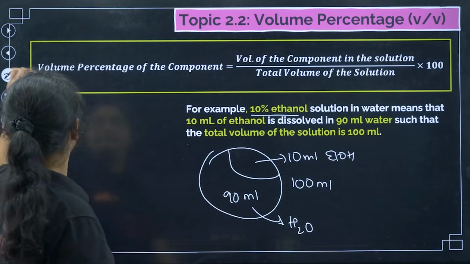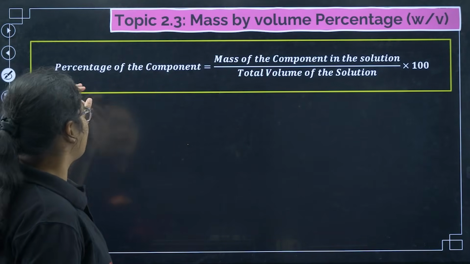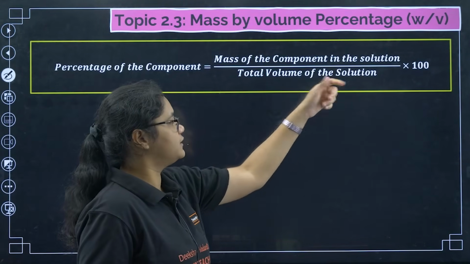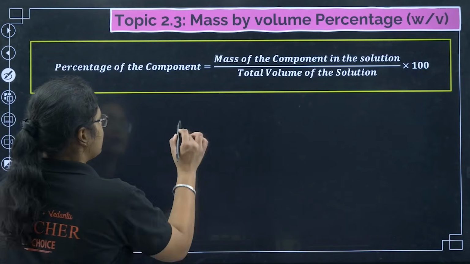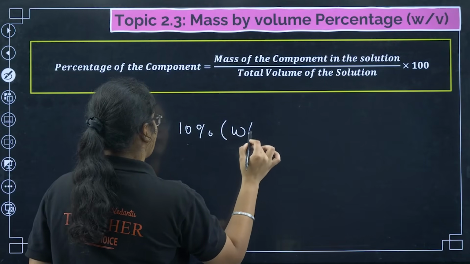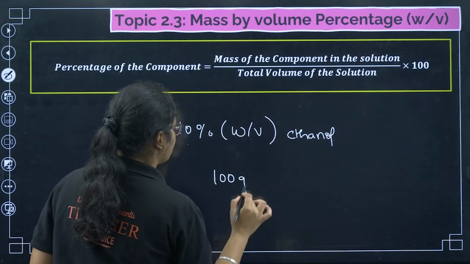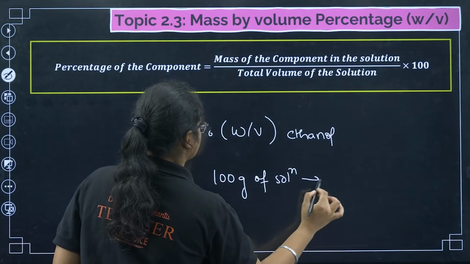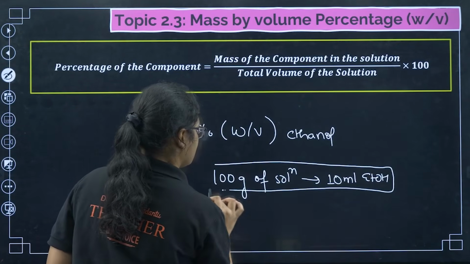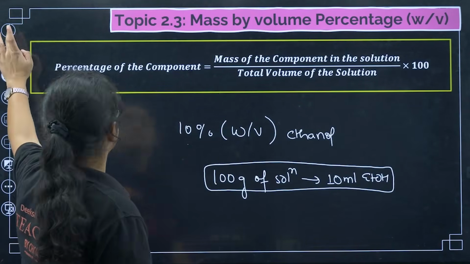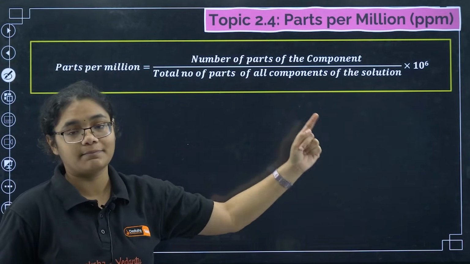Right. So next we will discuss mass by volume percentage, or W by V. This means you have the percentage of the component: mass of the component in the solution divided by the total volume of the solution. So for example, if I write here 10% W by V ethanol, that means in 100 ml of solution there is 10 gram of ethanol. Clear. So next, moving to parts per million: the number of parts of the component divided by the total parts into 10 to the power of 6.